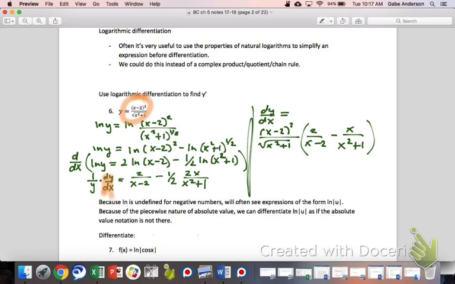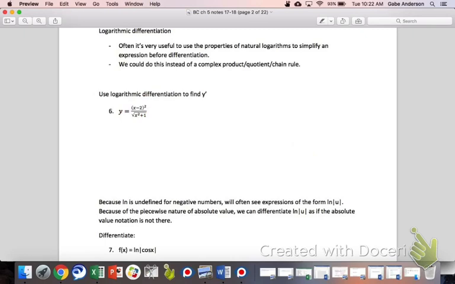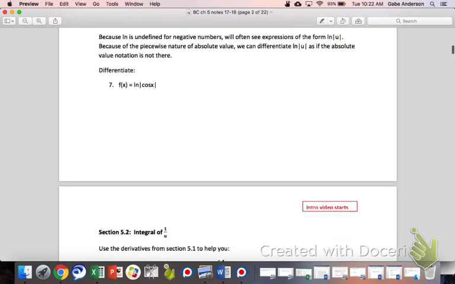Okay? All right, so the last one here, 5.1, I thought we would talk about. We definitely want to talk about this one. It goes through this whole little explanation. It says, because ln is undefined for negative numbers, we'll often see expressions of the form ln of absolute value of u. Because really absolute value generates a piecewise function, really.